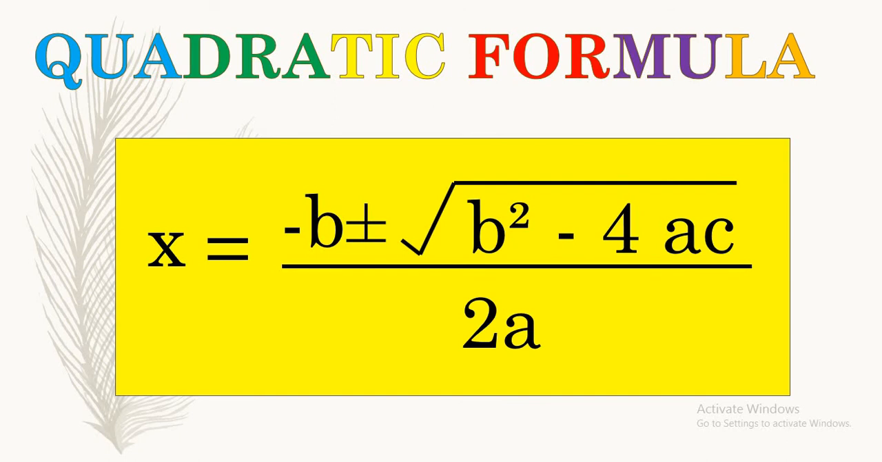Okay, let's go on now to the quadratic formula, which is x is equal to negative b plus or minus square root of b squared minus 4ac all over 2a.